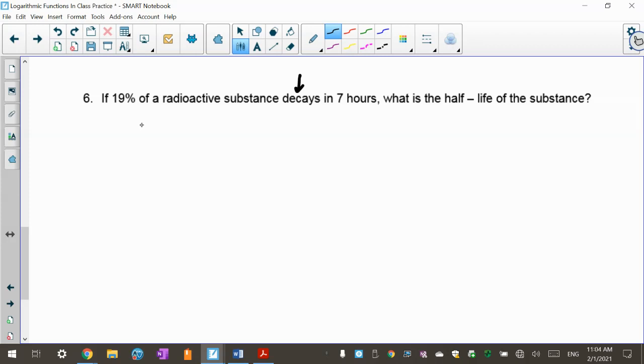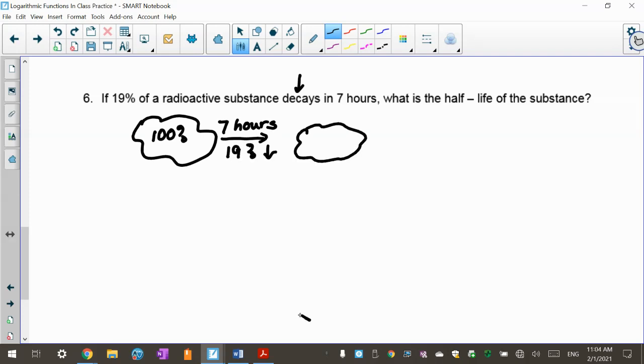So let's do a picture first. Here's my radioactive substance. I have 100% of it. This tells you in 7 hours, 19% goes away. So now I'm left with less. Well, if I take 100 minus 19, I have 81% of it left. So if this is A, we can say 1A. This will be 0.81 of A, because I start out with 100% or a whole A, and now it's only 81% of A.